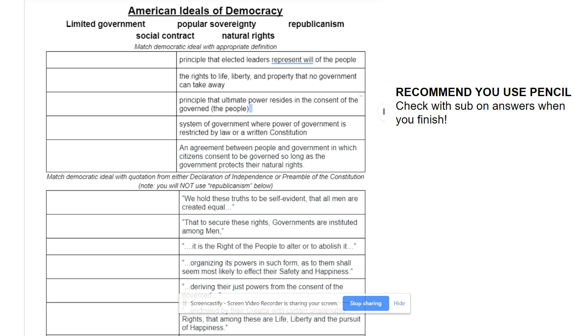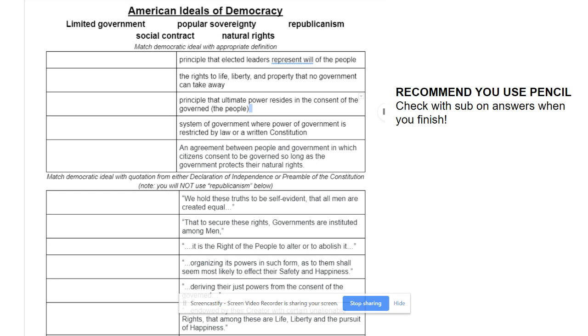And I have quotes from the Declaration or the preamble. And you're going to put like which one you think fits. Now, let me just say, you could debate a couple of them. So you're looking for like which one fits best. Now, the sub has an answer sheet. So when you do the bottom part, you can double check with the sub and see if it's right. If you're doing this at home, you'll have to check with me or email me and ask for it, and I will share it with you.